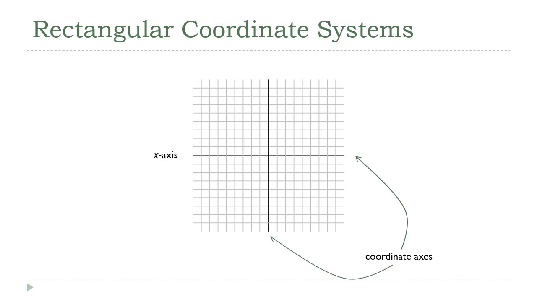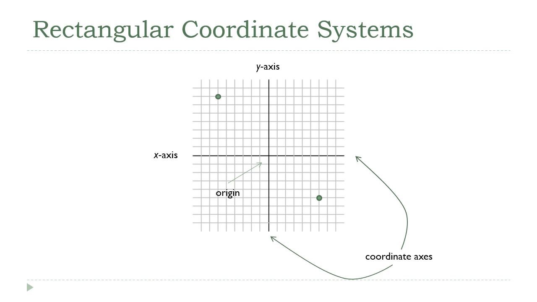The horizontal axis is called the x-axis. The vertical axis is called the y-axis, and the point where the two axes cross is called the origin. Now, if P is a point somewhere in the plane, then we'll define the location of the point based on its directed distance from each axis.